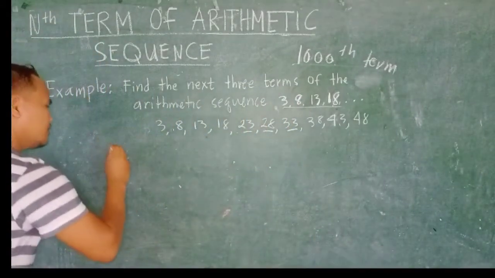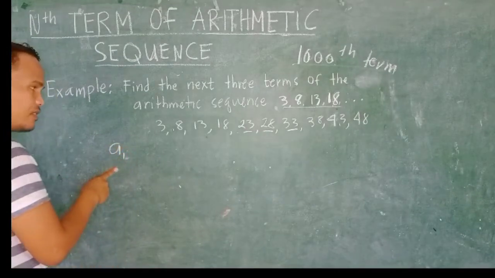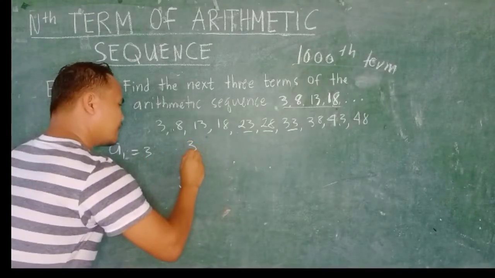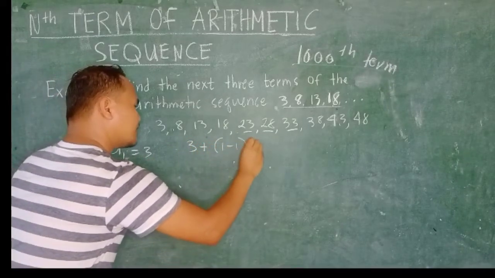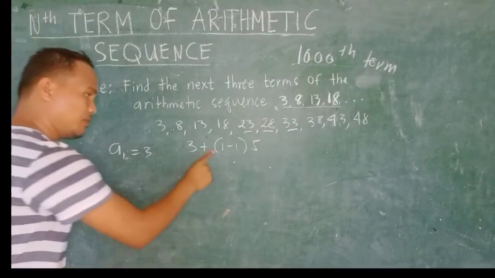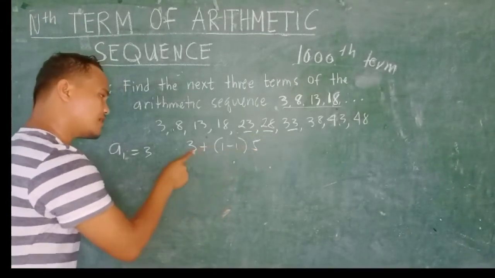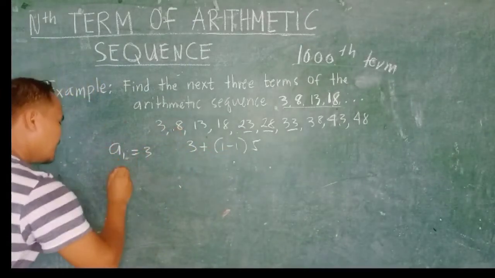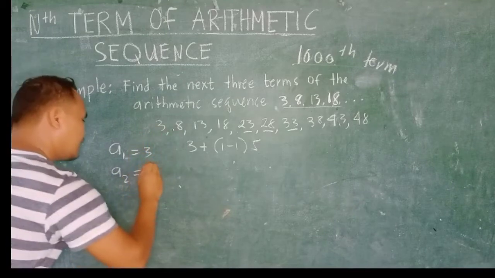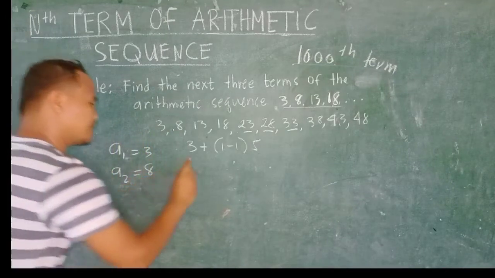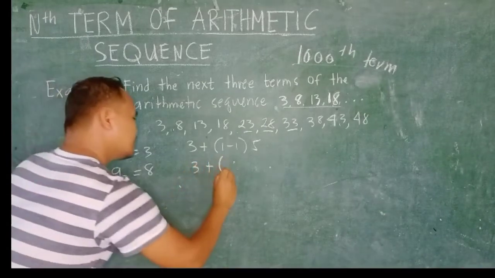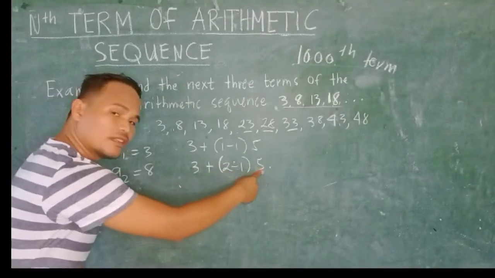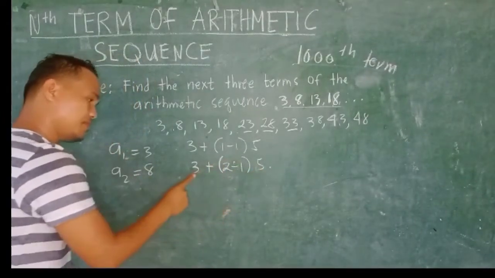The first term here, denoted by a sub 1, is equal to 3. 3 could be written as 3 plus 1 minus 1 times 5. 1 minus 1 is 0, times 5 is 0, plus 3 is 3. So they are equal. Then, similarly, a sub 2 equals 8. And 8 could be written as 3 plus 2 minus 1 times 5. 2 minus 1 is 1, times 5. The result is 5. 5 plus 3 is 8.